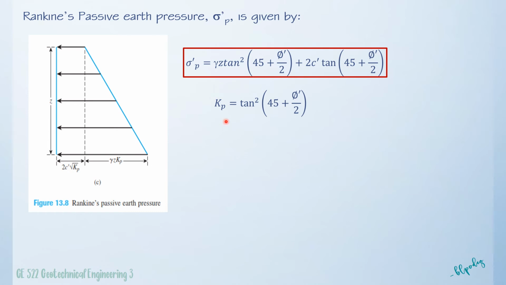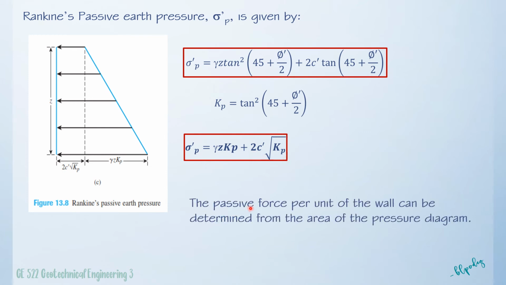So from the coefficient, we have said that the coefficient is equal to tangent squared multiplied by 45 plus the angle of phi divided by 2. Again, we substitute this value to simplify our equation. So Rankine's passive earth pressure is equal now to the unit weight of the soil multiplied by z multiplied by Kp, which is the coefficient, plus 2c prime, the square root of Kp. So the passive force per unit length of the wall can be determined from the area of the pressure diagram.